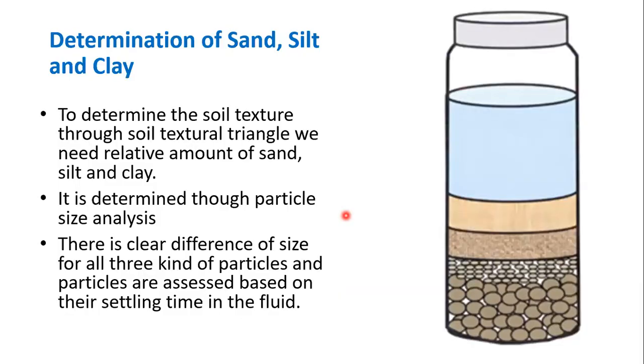To determine the percentage of sand, silt, and clay, we need the relative amount of sand, silt, and clay. It is determined through particle size analysis, because we know the difference is the size, and that size can be utilized as a parameter, as an indicator, to determine the soil texture class.